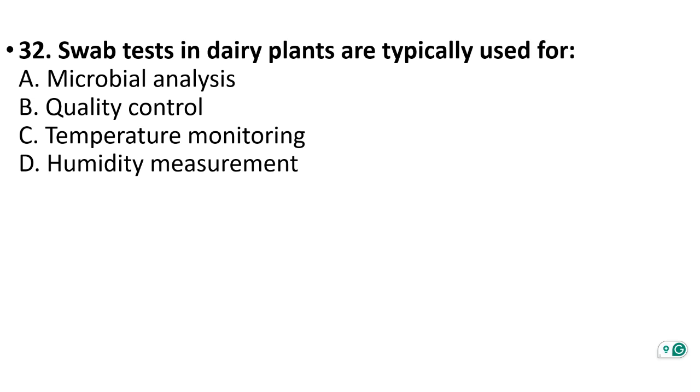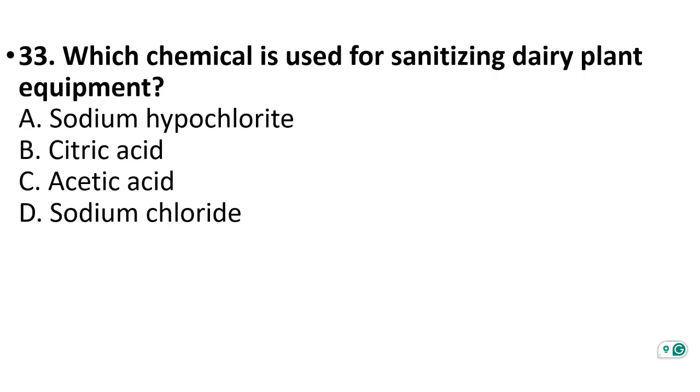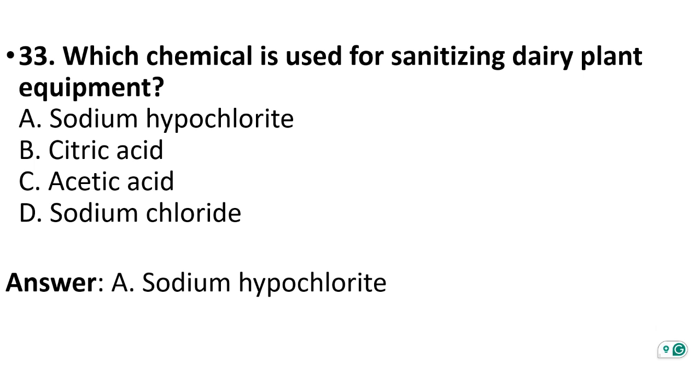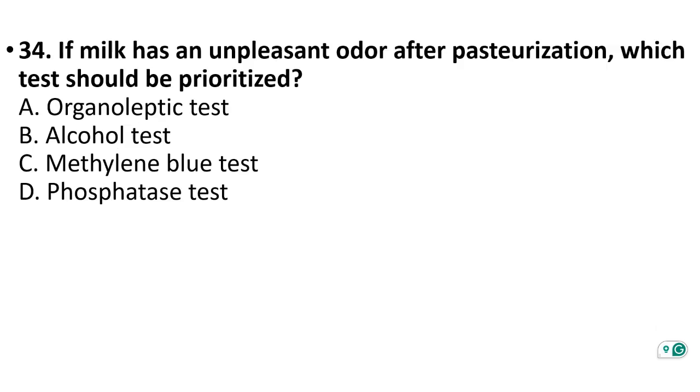32. Swab tests in dairy plants are typically used for microbial analysis, quality control, temperature monitoring, humidity measurement. Your answer is option A, microbial analysis. 33. Which chemical is used for sanitizing dairy plant equipment? Sodium hypochlorite, citric acid, acetic acid, sodium chloride. Your answer is option A, sodium hypochlorite.